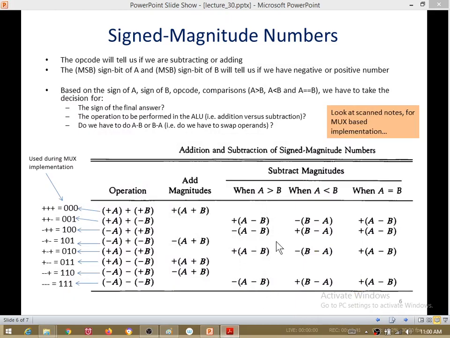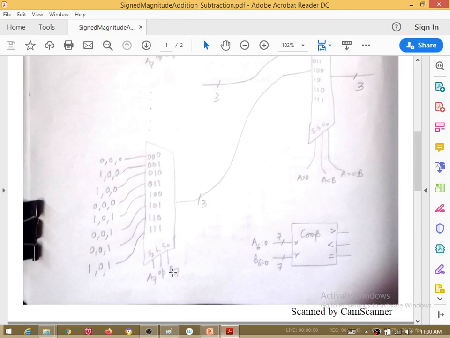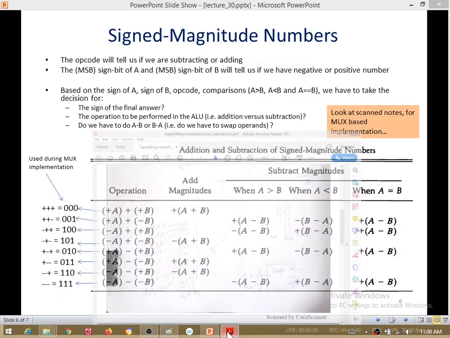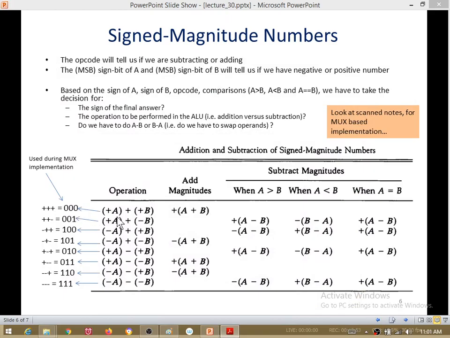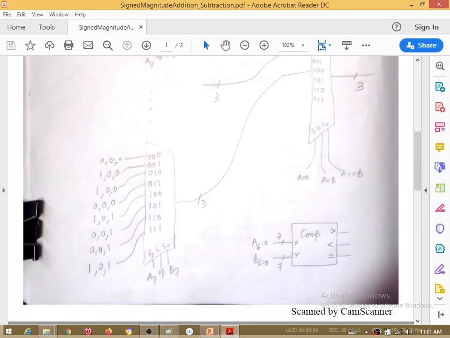So when A is greater than B, and in this mux, when I have the combination 0 0 0, which means now I am referring to this place 0 0 0, which means I have A is greater than B, then what is the operation that I am supposed to perform? I am supposed to perform A plus B, and the sign of the final answer is plus. And do I need to swap my operands? No. So which means I am going to place over here which 3 bits? I am going to place 0 0 0.